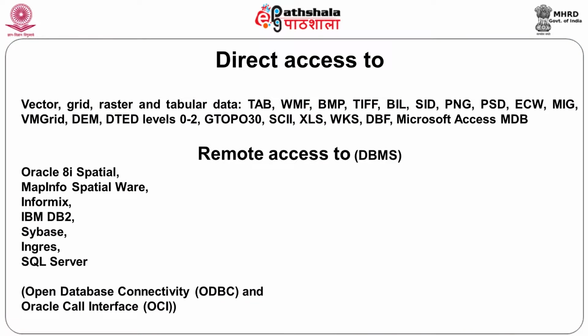You can see here access to data, like vector data, grid data, raster data, or any other tabular data. As I was just telling you, tabular data is nothing but your tables, different tables. Then you use the various formats: the TAB format, WMF, BMP or TIFF format. You can see there is band interleaved by line, that is your satellite data, and it could also be a shapefile. Anything can be brought. You should have access to all this data and bring it into a GIS environment.